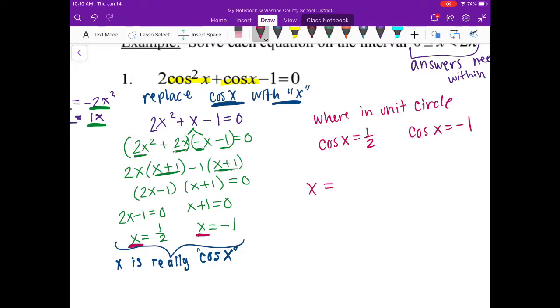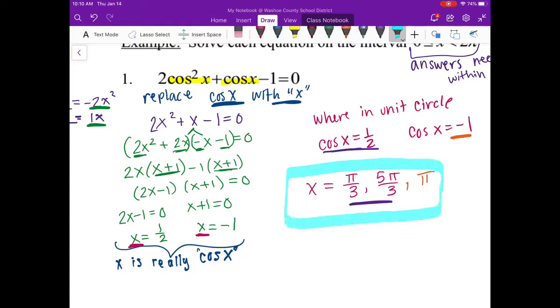So where in the unit circle is your x value a positive 1/2? We're going to have 1 in the first quadrant, so that's pi over 3. And then 1 in the fourth quadrant, so at 5 pi over 3. So that takes care of the cosine of x. That's these two values for 1/2. And then where does cosine equal negative 1? So that's over at pi. Okay, so these three answers, these 3 points would satisfy this equation. This is where cosine of x is 1/2 and negative 1. In this case, there's 3 solutions.